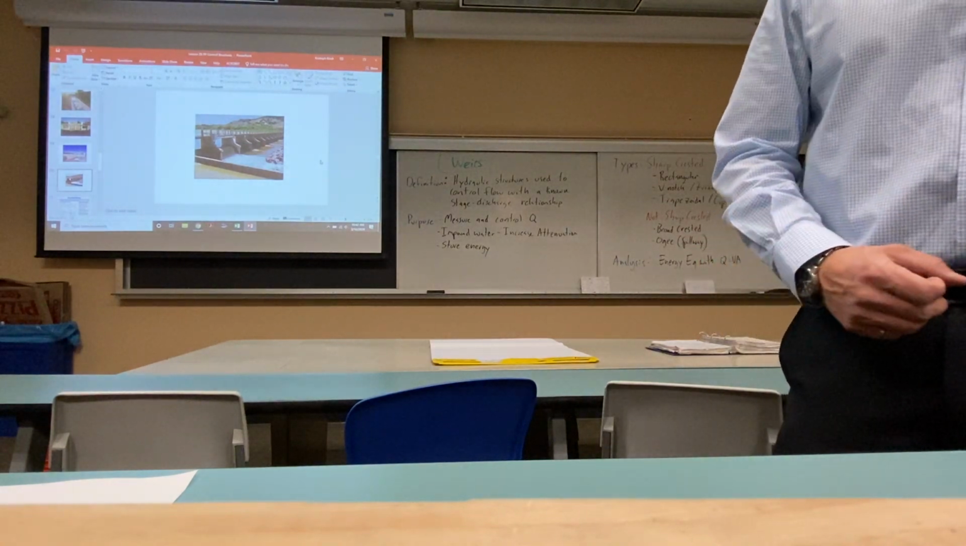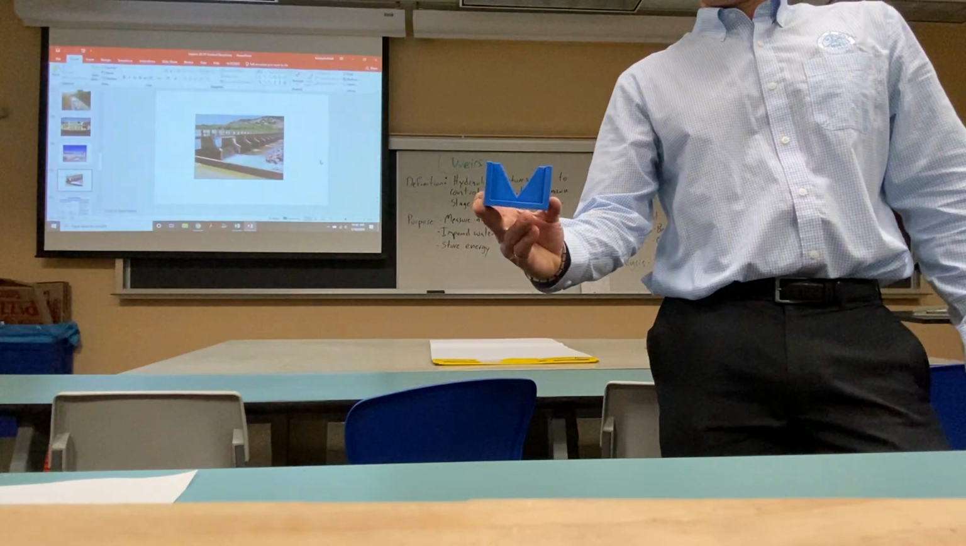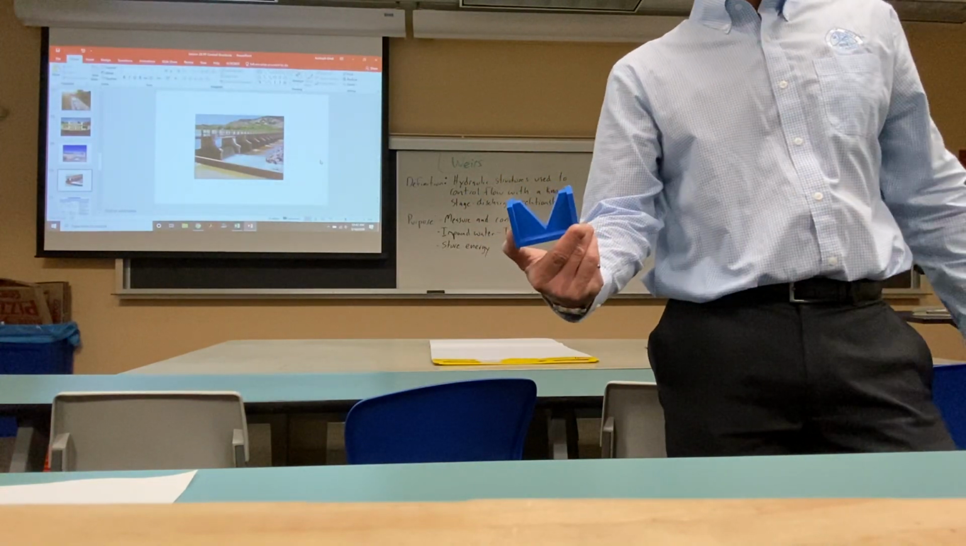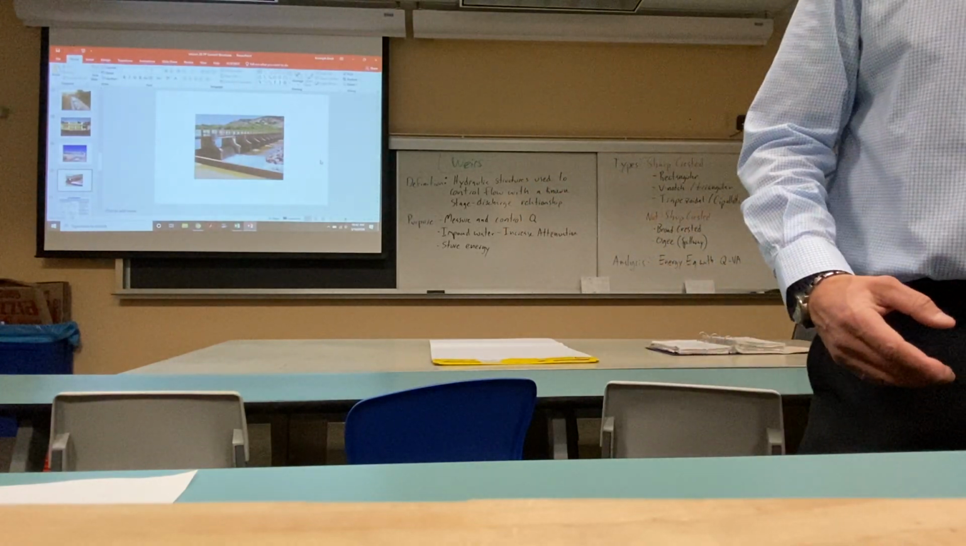Then the next one is a V-notch or trapezoidal weir. And what that would look like is something like that. You get a good idea, water's flowing through it, pours through that notch, and these are usually 60 or 90 degrees. We'll look at that in the equation.